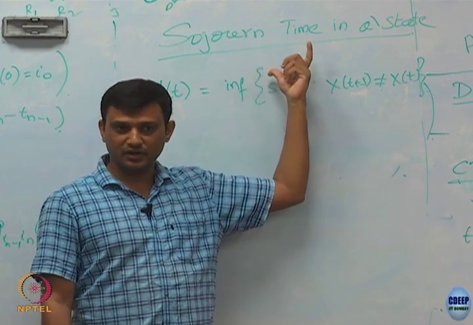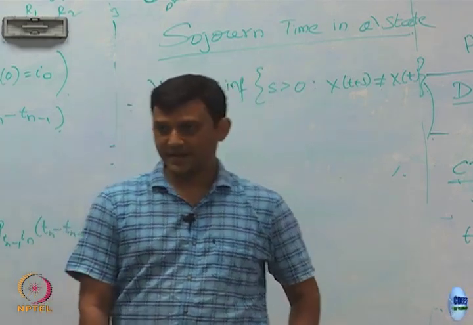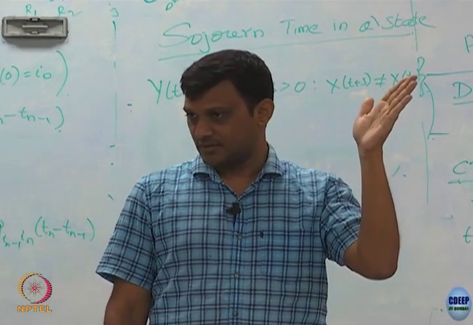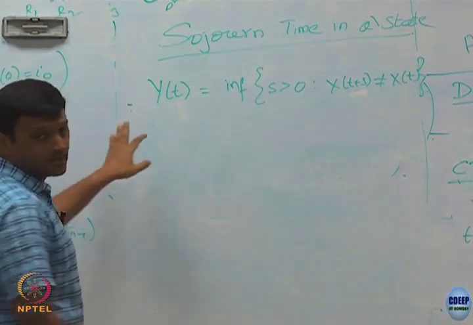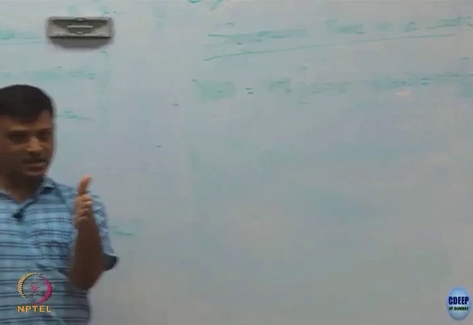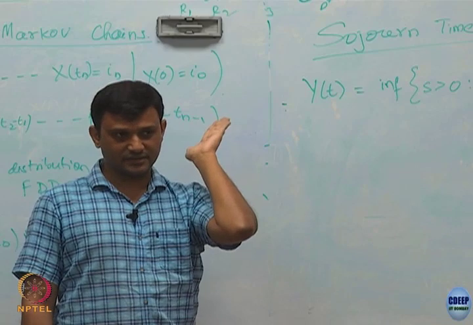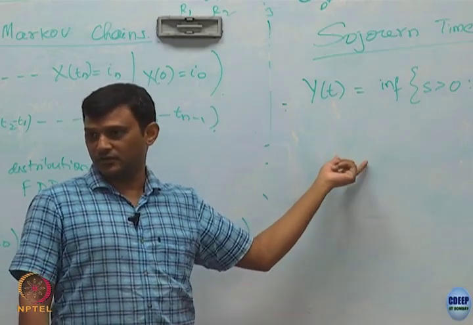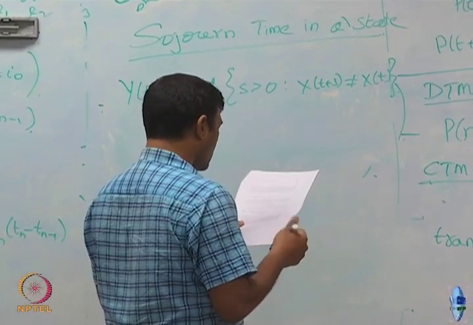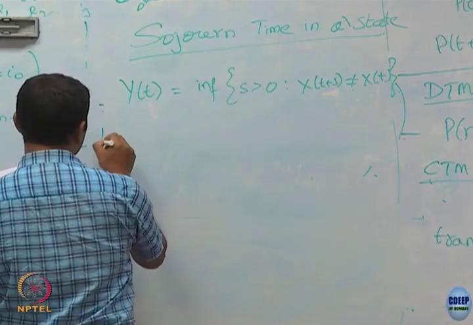And this is what we are going to call a sojourn time. Sojourn time is basically the minimum amount of time you are going to spend in a particular state at a time t. So, this is defined for every t. You look at a process at some time t, you just see when is the earliest that it is going to change its state. That is going to give you a sojourn time. Now comes this theorem.